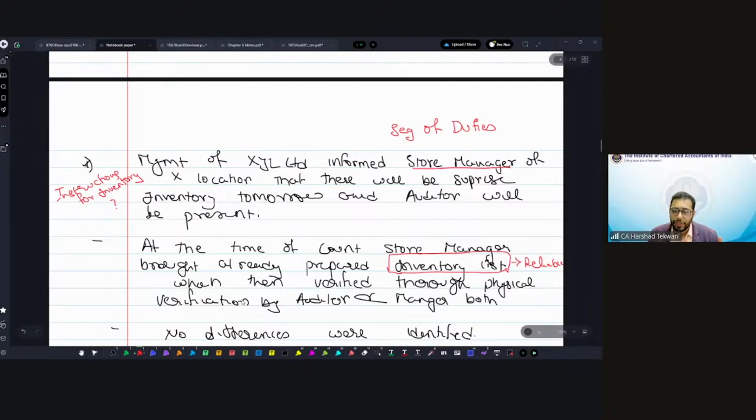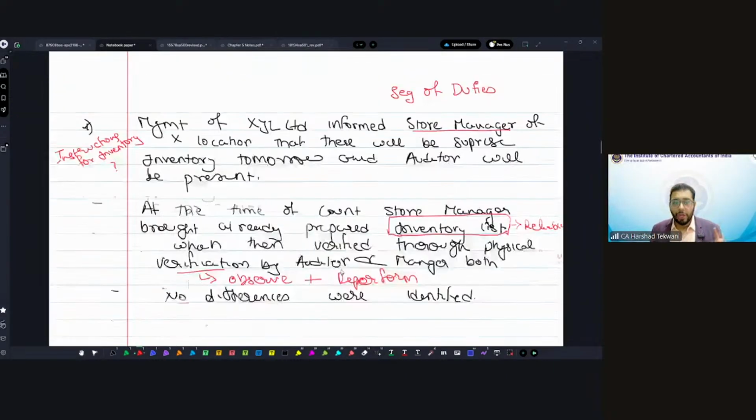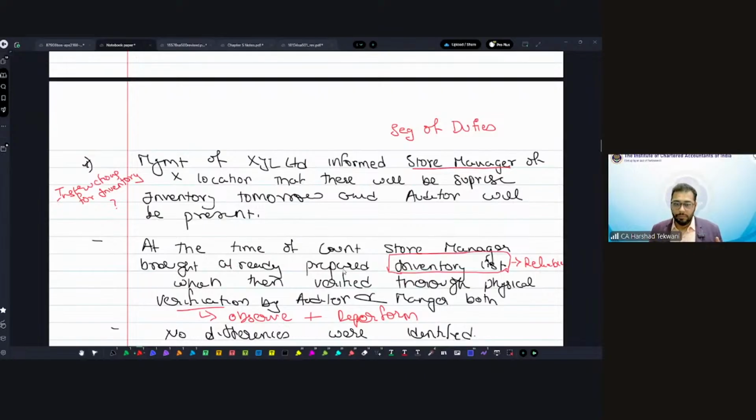So segregation of duty, instructions, reliability of the information, plus procedures. Like when I'm talking about the verification you have done, you observe. Plus you will reperform. These are certain things you need to do in order to validate the control. I'm not talking about TOD as of now. I'm only talking about validation of the control.